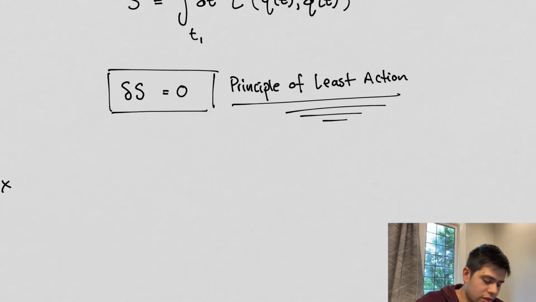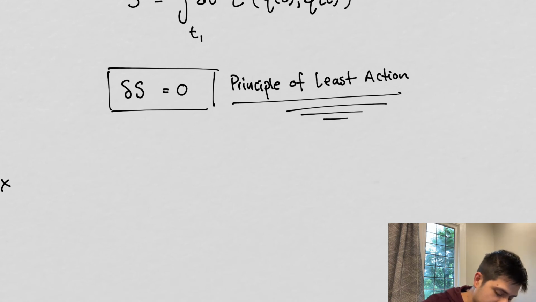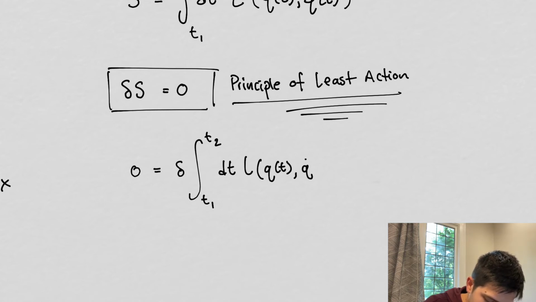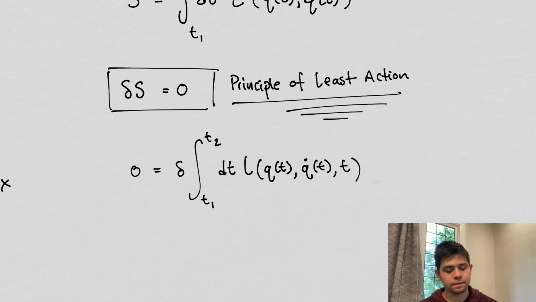And so what does this look like in terms of our Lagrangian? It looks like 0 equals the change in our Lagrangian, like this. And just to be complete, like that.